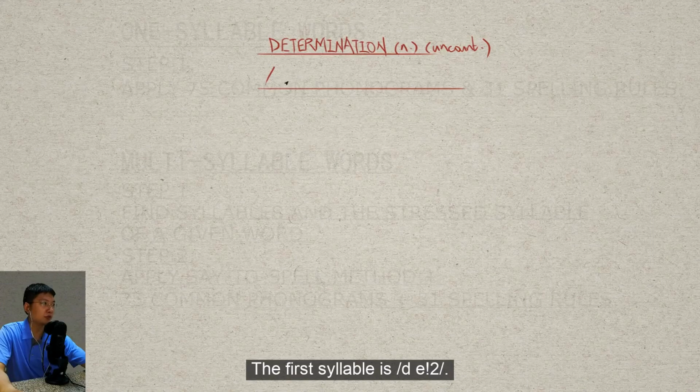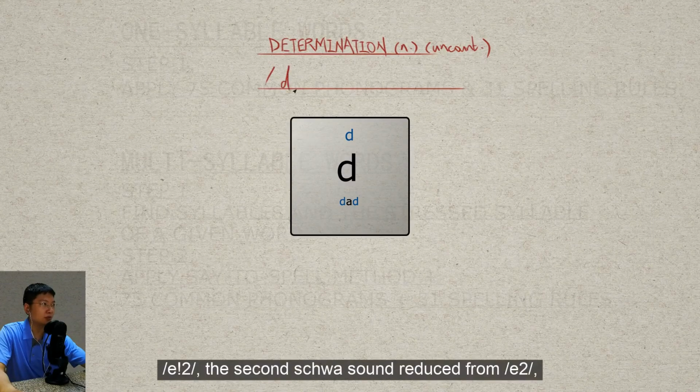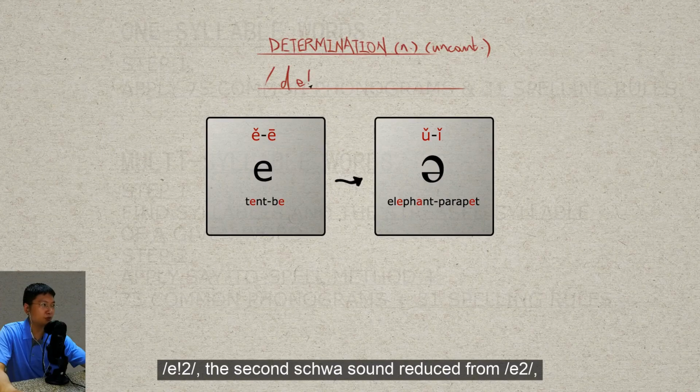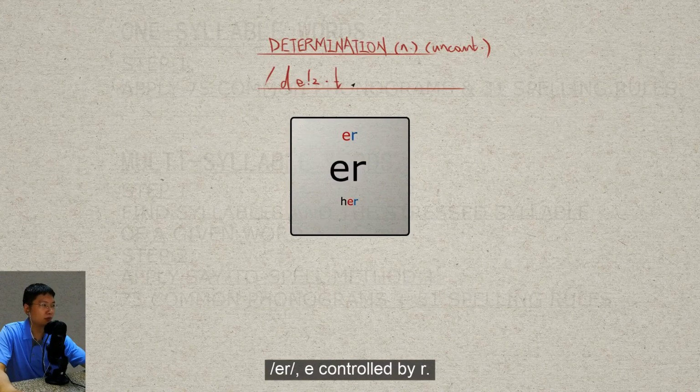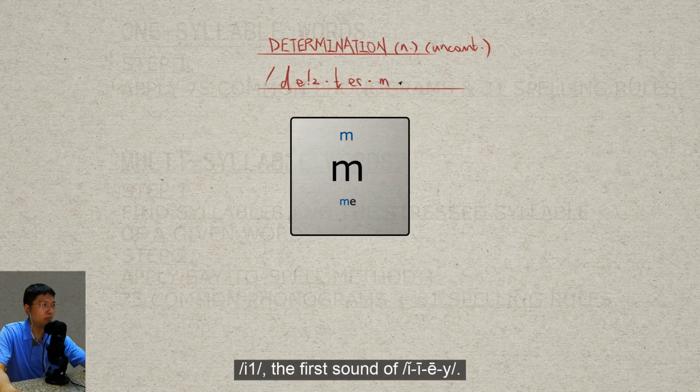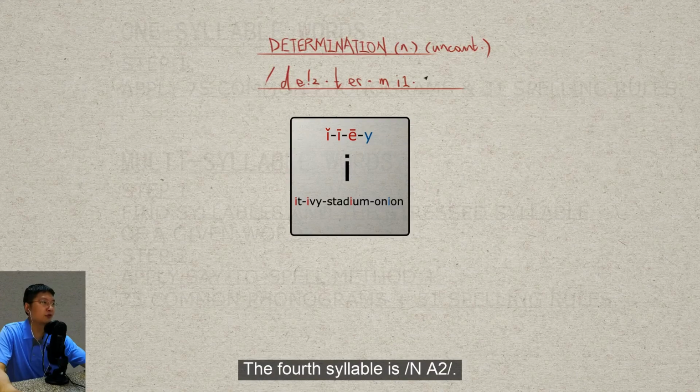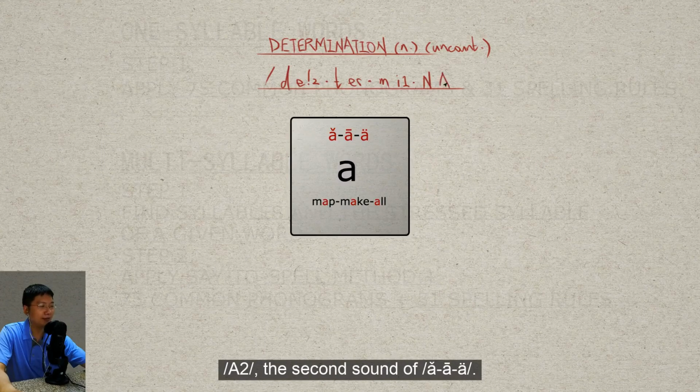The first syllable is D, E. The second schwa sound reduced from E. The second sound of a-e. The second syllable is ter, t. E controlled by r. The third syllable is mi, e. The first sound of e-i-e-y. The fourth syllable is nay, A. The second sound of a-a-r.